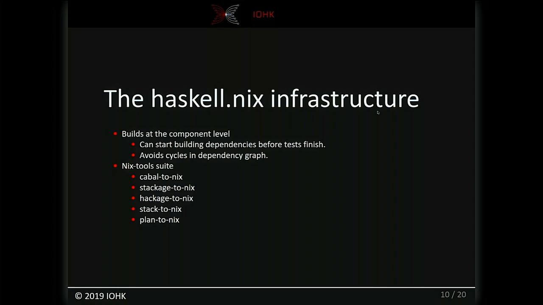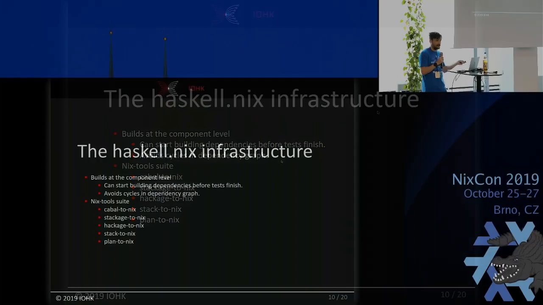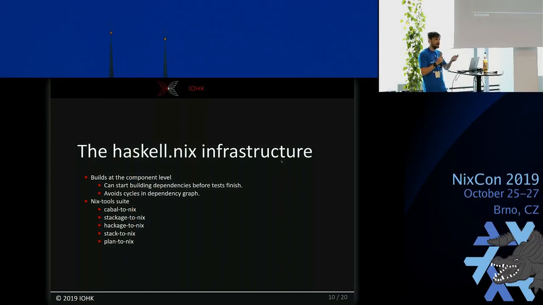So haskell.nix builds packages at the component level. Thus, if we only need the library of a package, we will only build that one library. And yes, this means we don't necessarily test the library we have built automatically. There are some benefits and some downsides to doing that, but that's a decision that we've made. It helps with our CI times a lot.